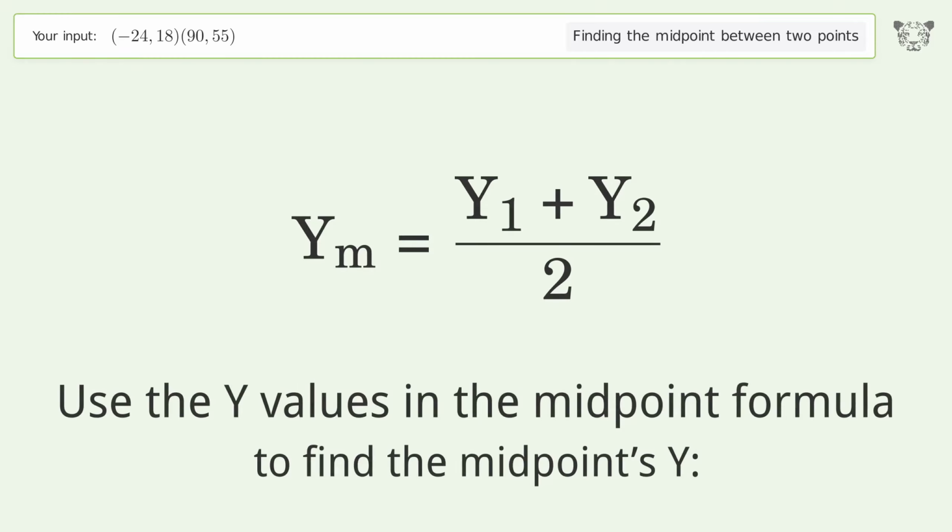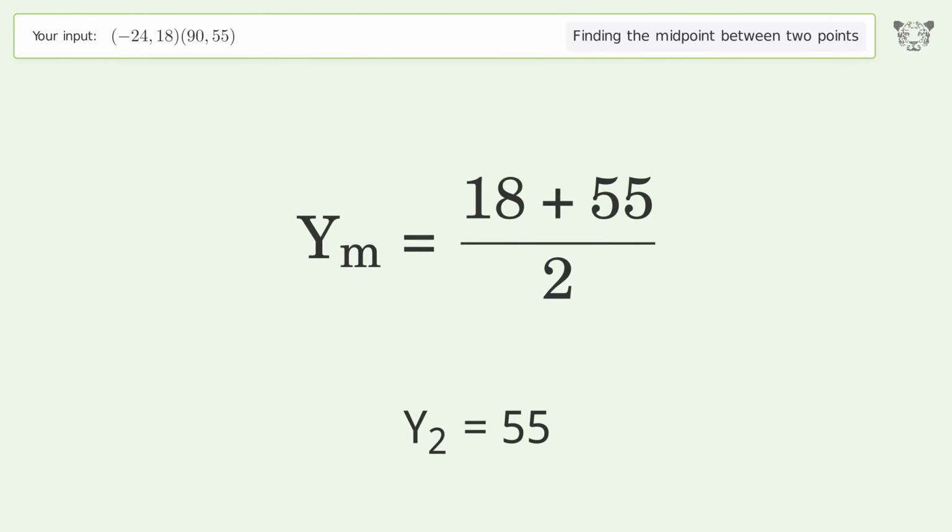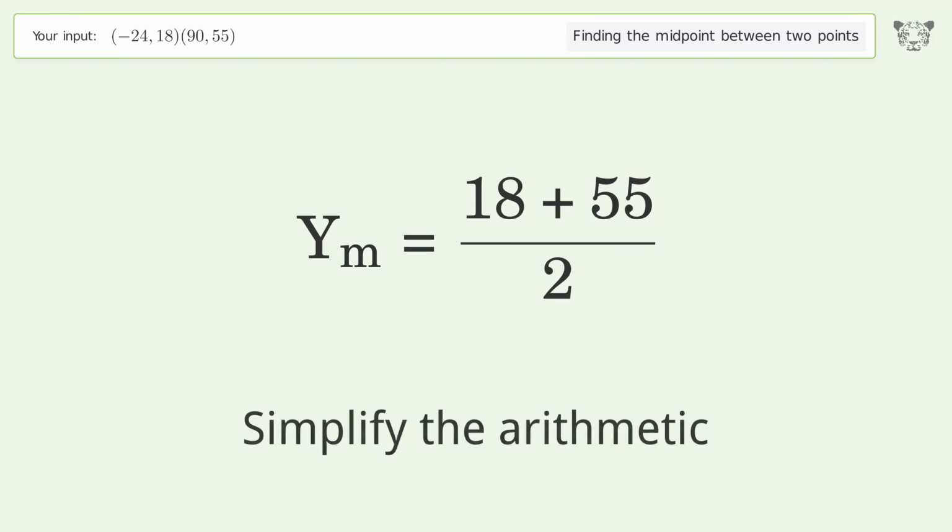Use the y values in the midpoint formula to find the midpoint's y. y1 equals 18. y2 equals 55. Simplify the arithmetic.